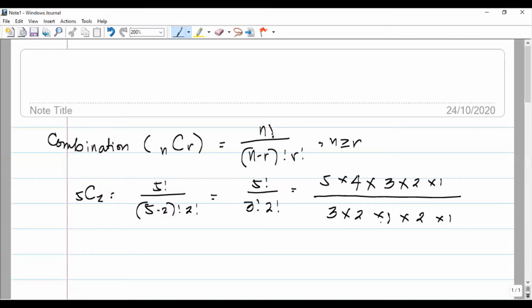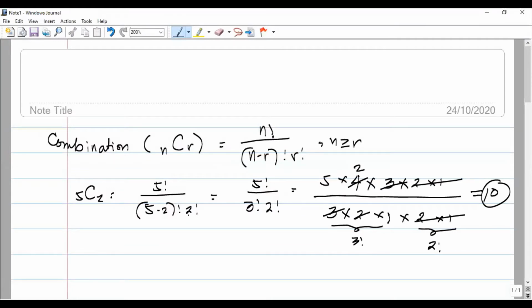So your 3 times 2 times 1 here is our 3 factorial. And your 2 times 1 there is 2 factorial. So we can cancel out 2 times 1 over 2 times 1, and then 3 over 3, and then 4 divided by 2 is equal to 2. Therefore, 5 times 2 is equal to 10. So the combination of 5 taken 2 at a time is 10.